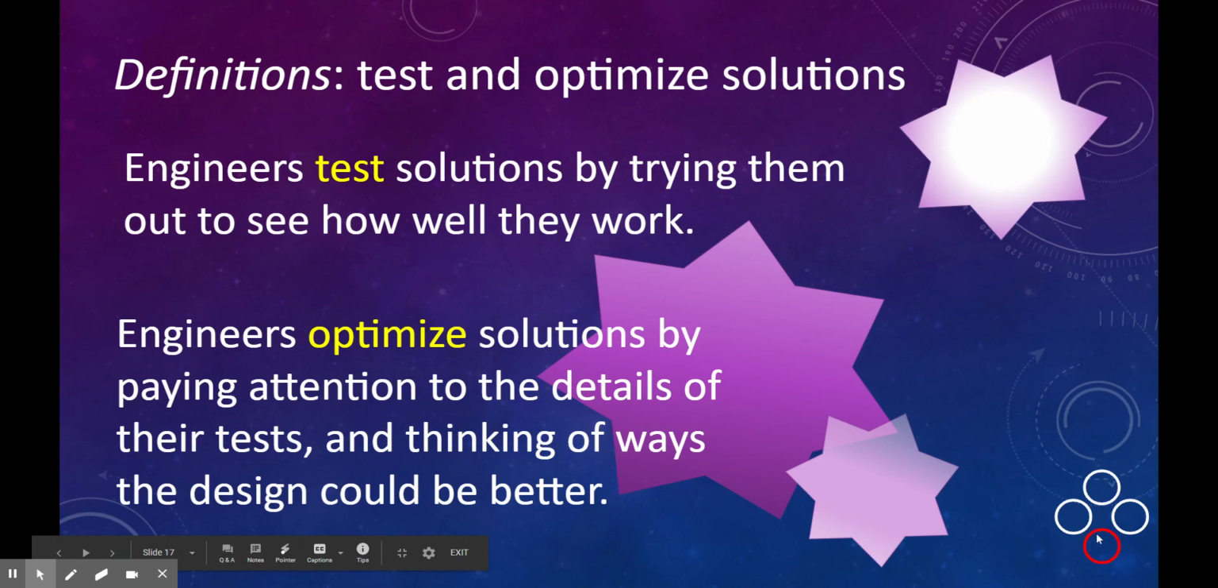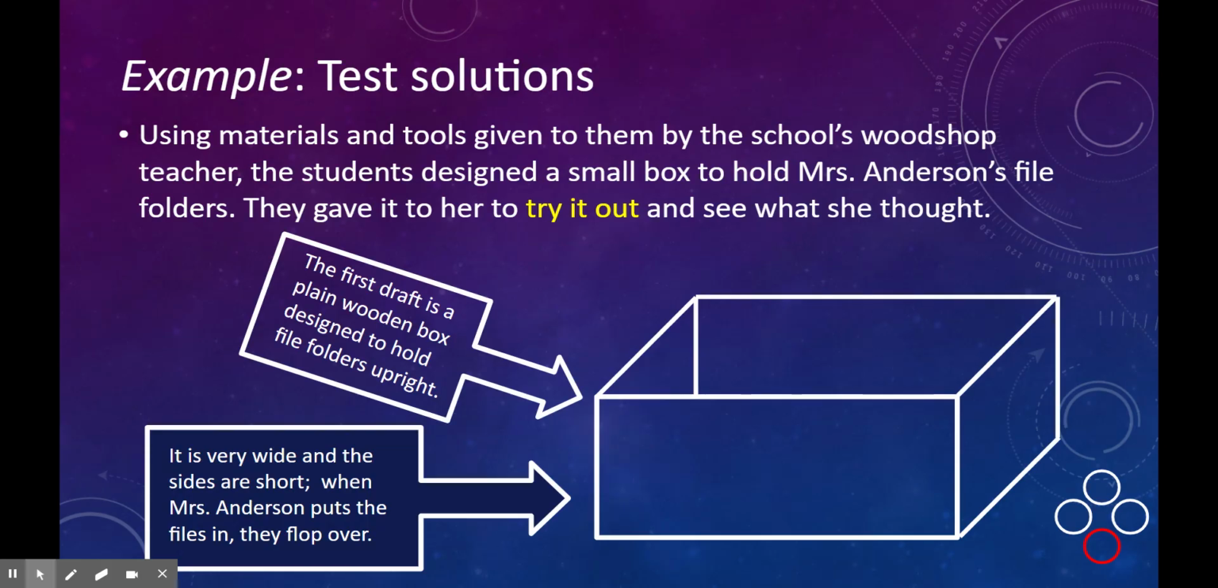Okay, now if you look down here, we are now on the bottom circle for test and optimize solutions. So remember, the engineers test solutions by trying them out to see how well they work. That can include building models or developing other solutions like that. Engineers optimize solutions by paying attention to the details of their test and thinking of ways it could be better. So optimize means to make better. They run the test of the solution and they fix it and make it even better.